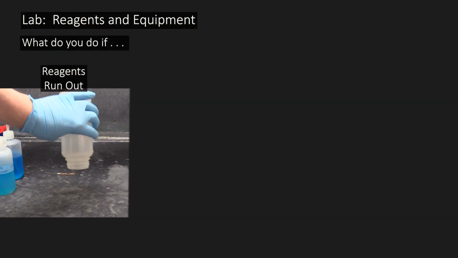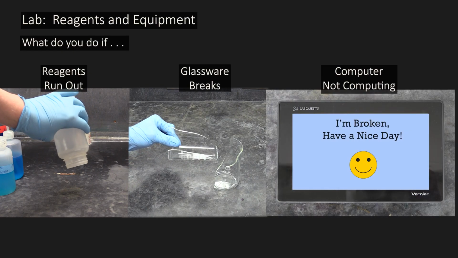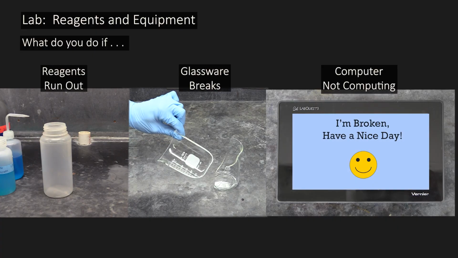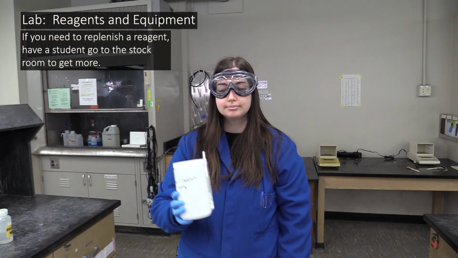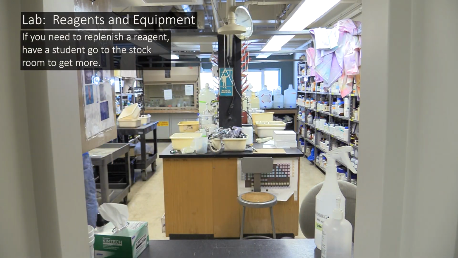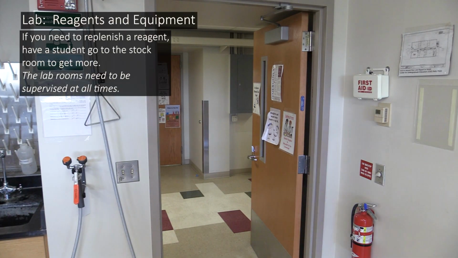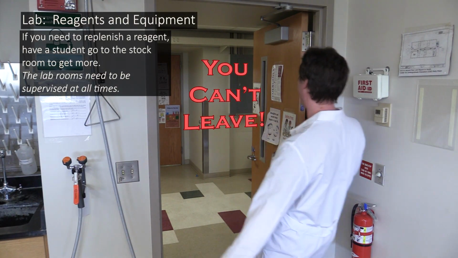So, what do you do if you run out of a reagent, or if one of your students breaks a piece of glassware, or you have a computer malfunction? Well, if you need to replenish a reagent, have one of your students take that reagent's container to the stockroom, and they'll provide them with more of it. Why send a student instead of doing this yourself? Because the lab rooms need to be supervised at all times, and so you can't leave them to run errands.